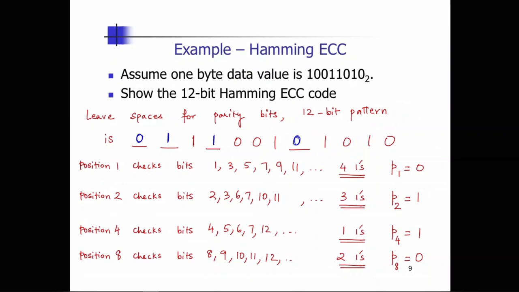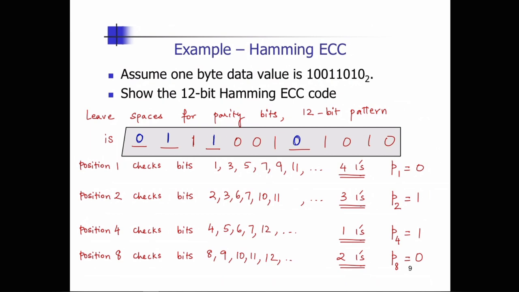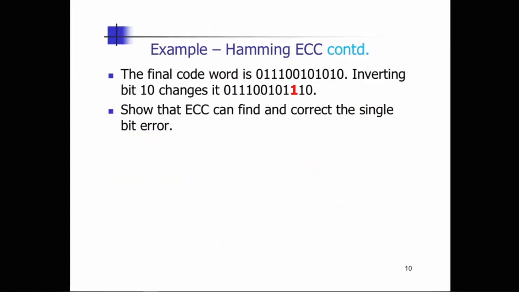I've got a 12-bit pattern that we generated for Hamming ECC. So 0, 1, 1, 1, 0, 0, 1, 0, 1, 0, 1, 0. So that's 12 bits with 8 bits corresponding to the data, 4 bits corresponding to the parity bits. Okay, so once we have generated those codes, now let's do the other way.